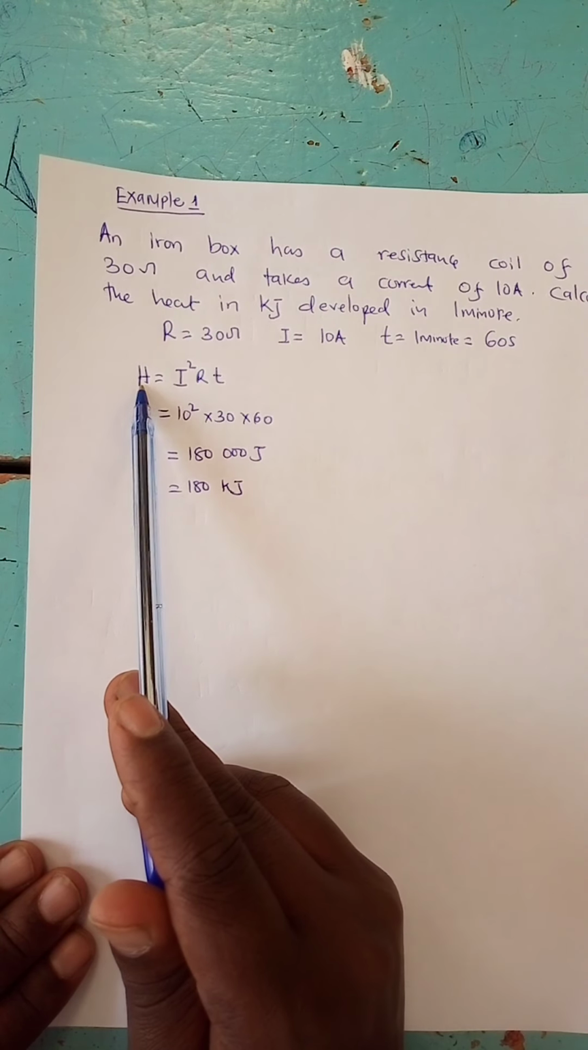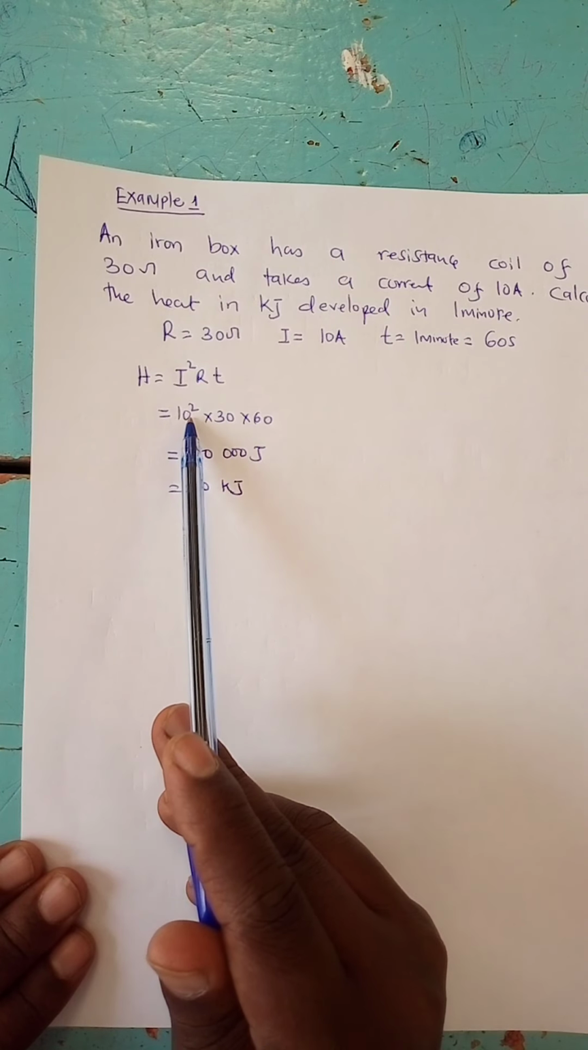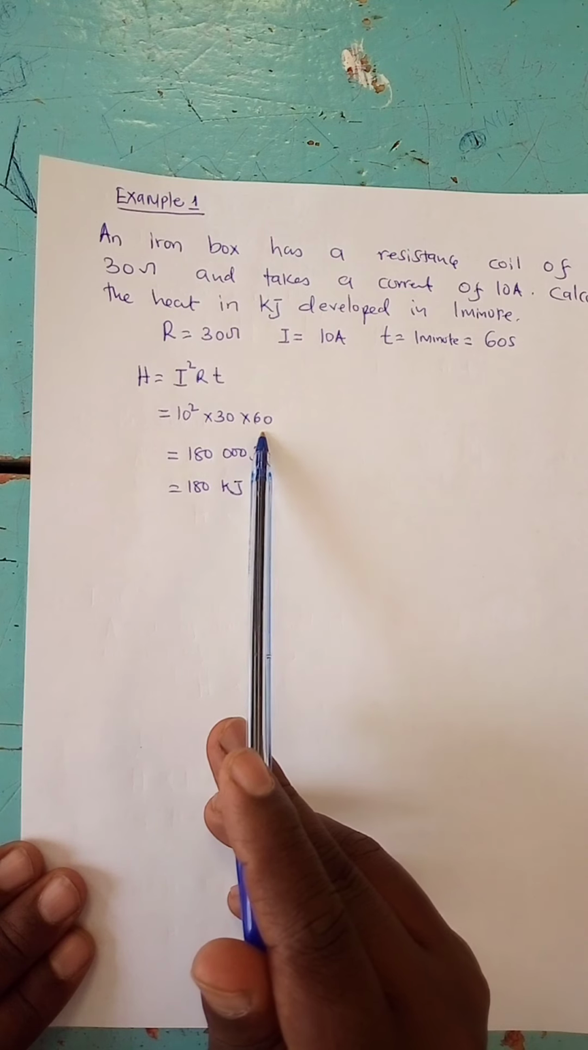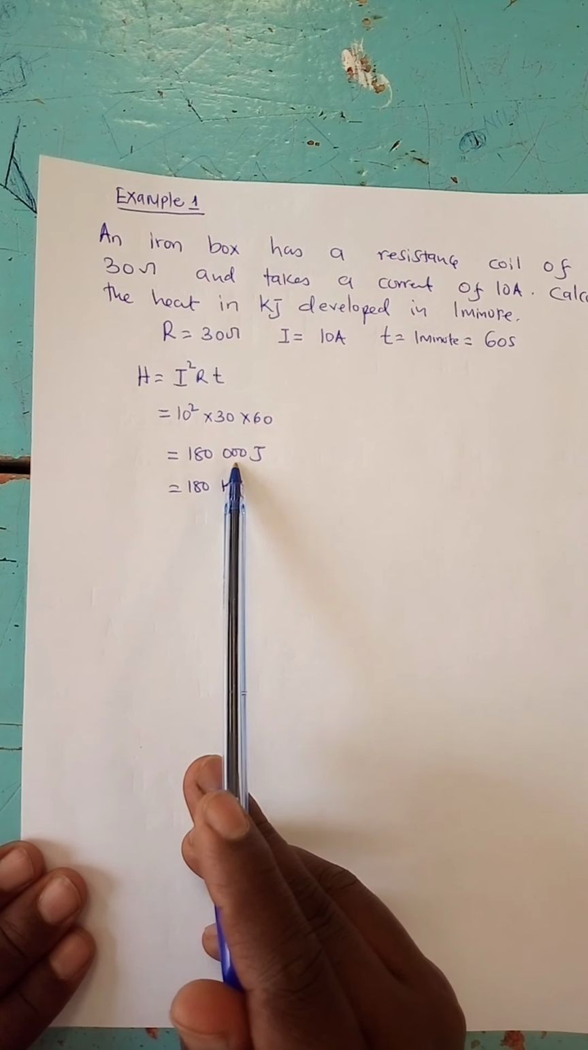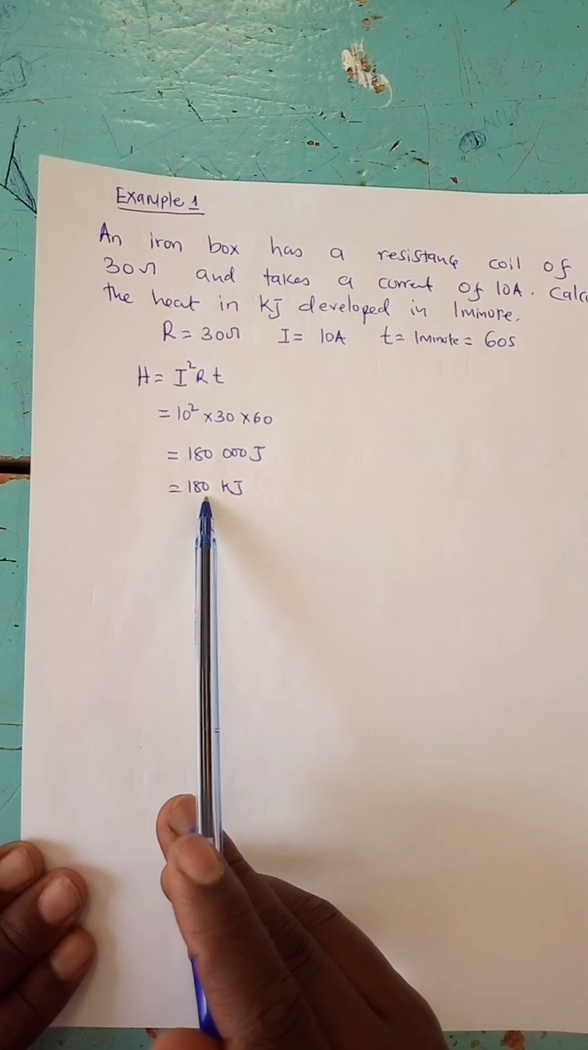So I'll apply my formula H is equal to I squared RT. So I is 10 squared times resistance 30 times 60. So it's going to be 180,000 joules, and this is going to be the same as 180 kilojoules.